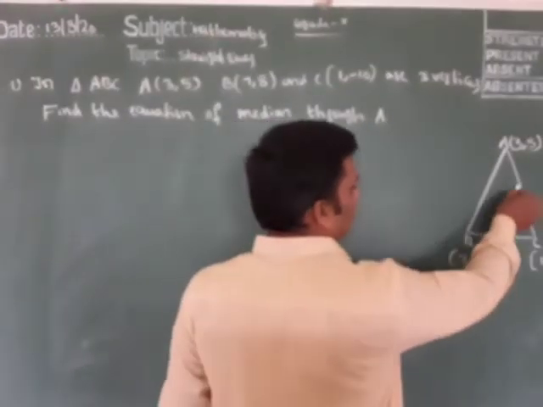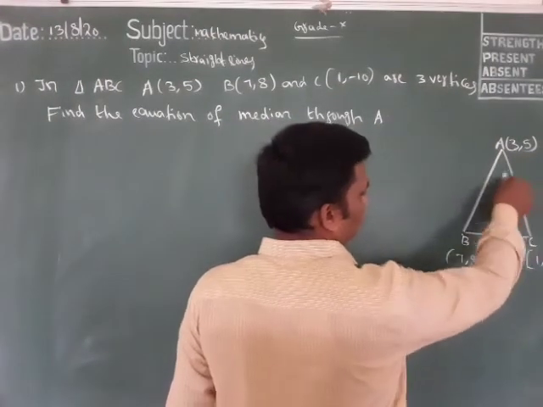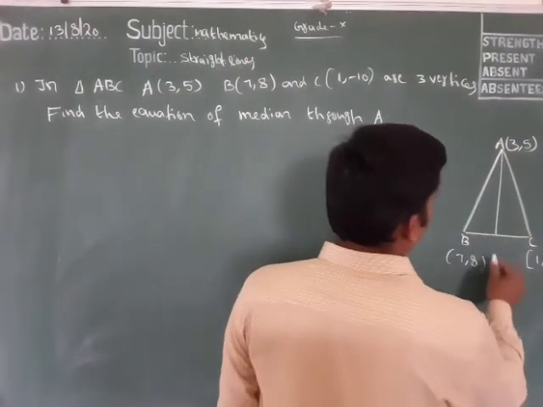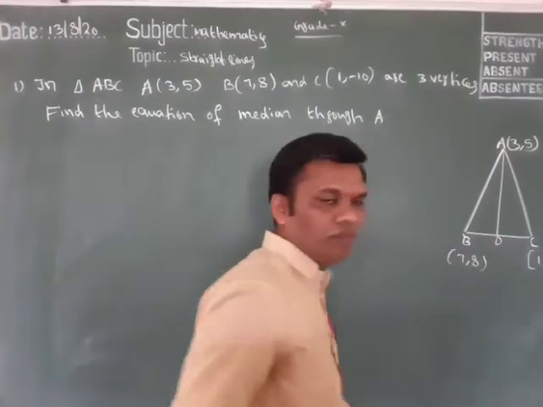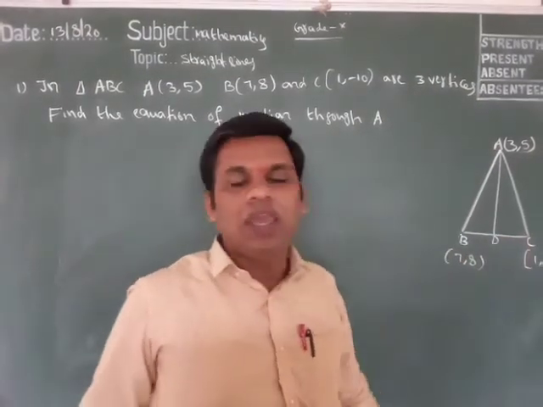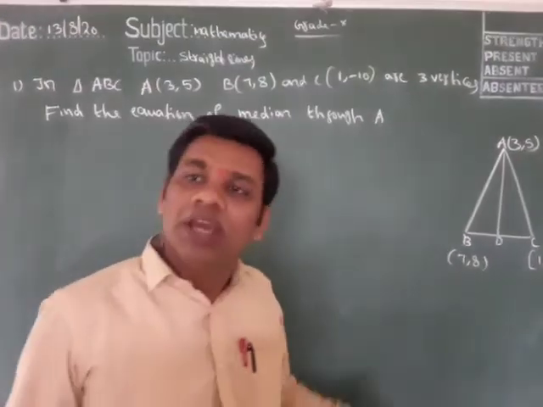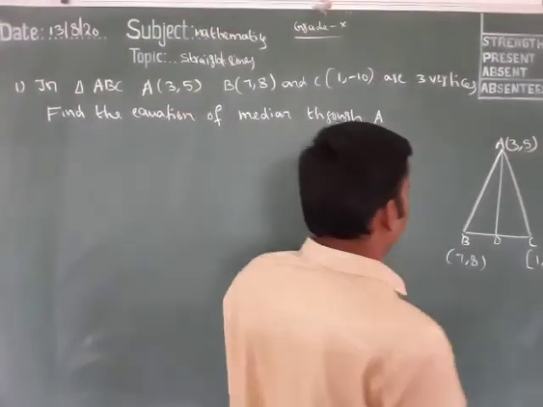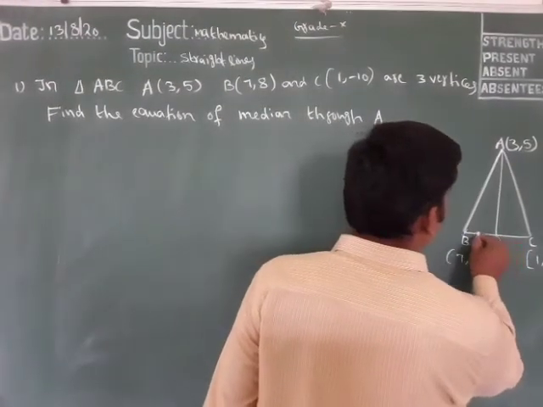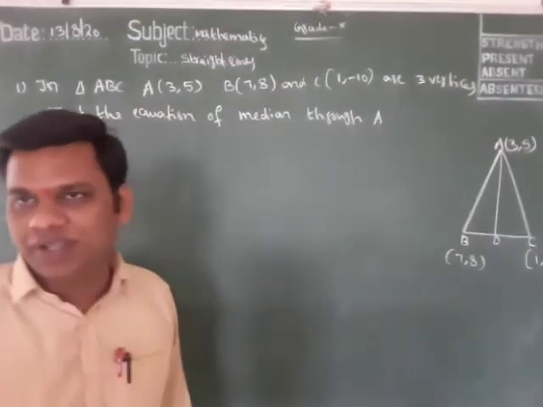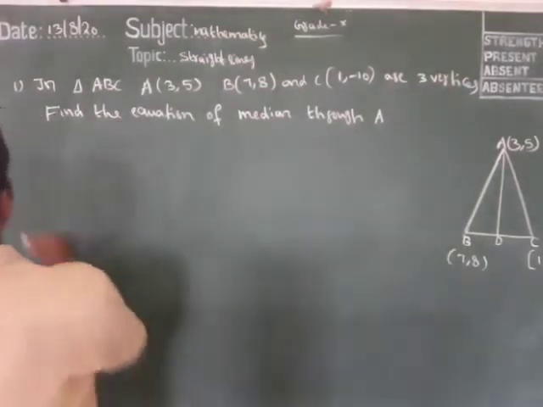There is a median from B and from C also, but they are asking for the median through A. So here I am taking D. We have to find the equation of AD. From the diagram, D is the midpoint of BC first.